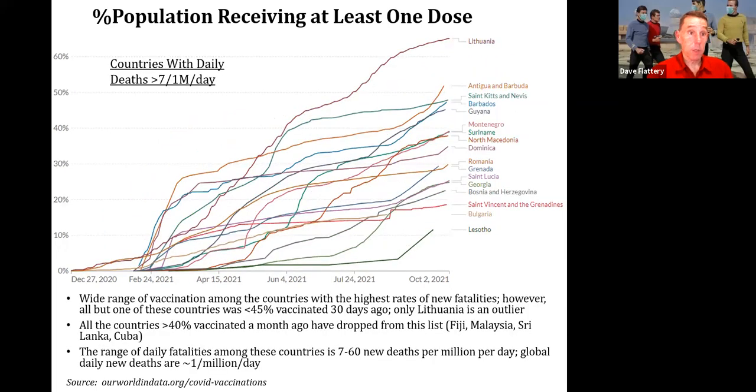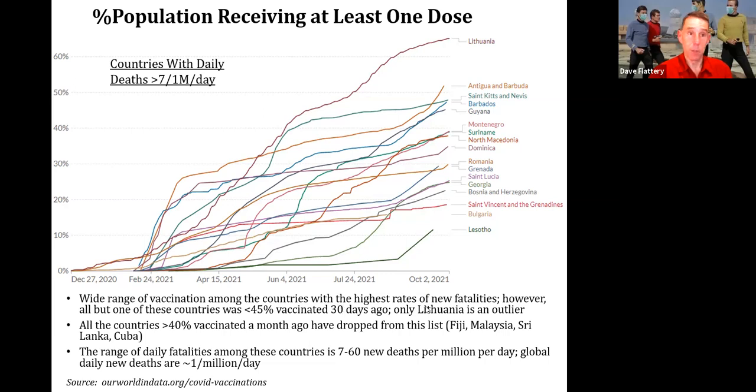The situation is a little bit different when we look at fatalities, similar to last month. So there's still a wide range of vaccinations for the countries with the highest rates of fatalities. So these have more than 7 deaths per million per day. But all but one of these countries was less than 45% vaccinated 30 days ago.